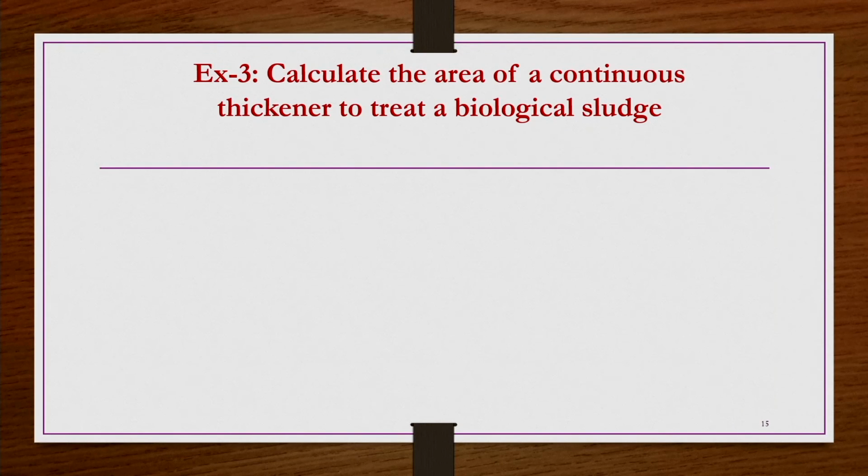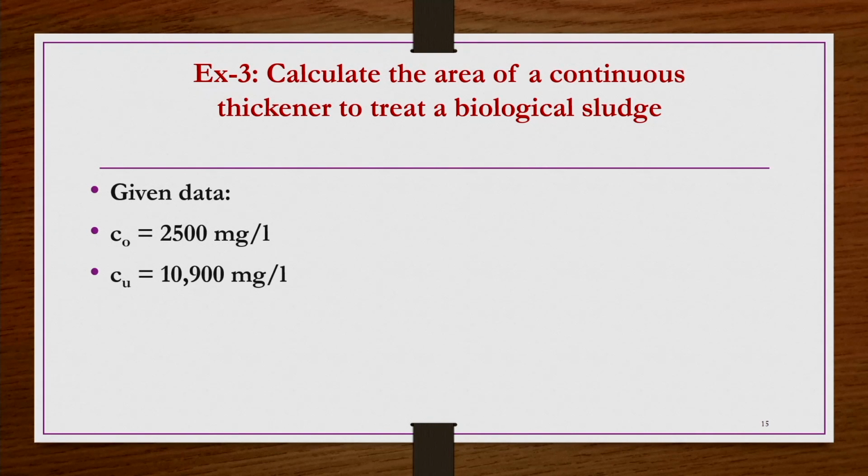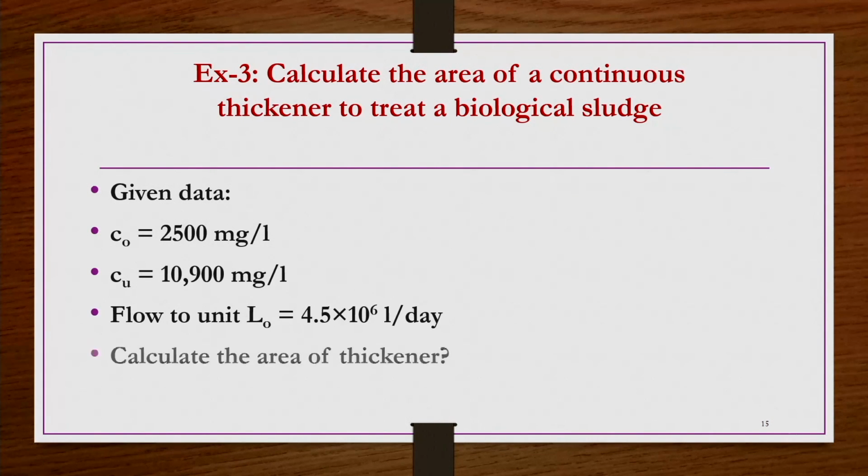Calculate the area of a continuous thickener to treat a biological sludge. Given data: C naught, Cu, and L naught are given. Calculate the area of the thickener. Here Vu is not given. If Vu is not given, then you cannot obtain the underflow flux.